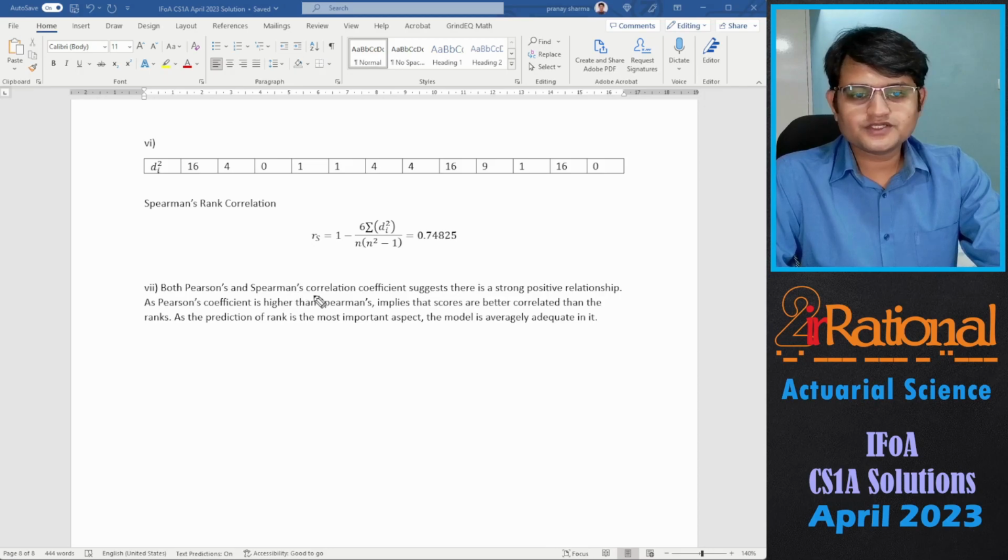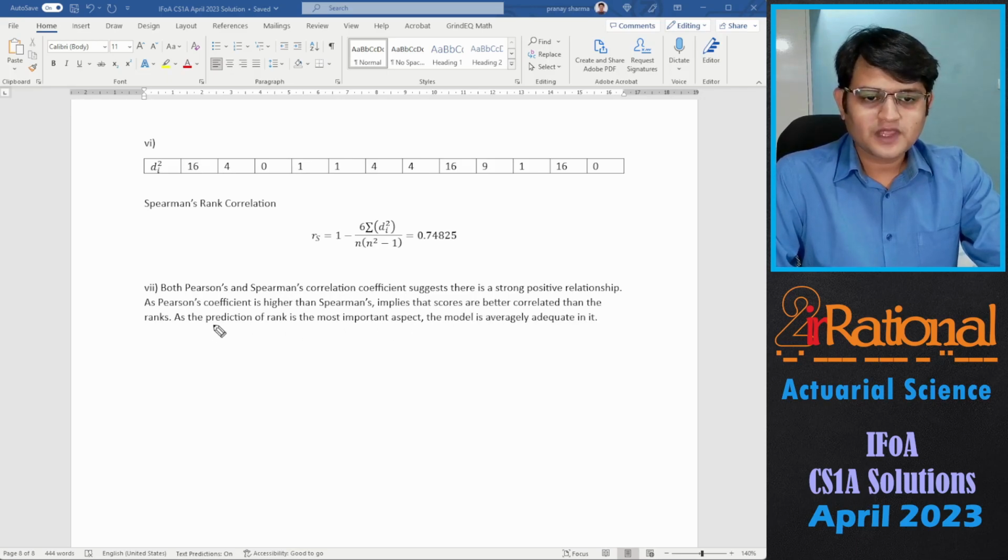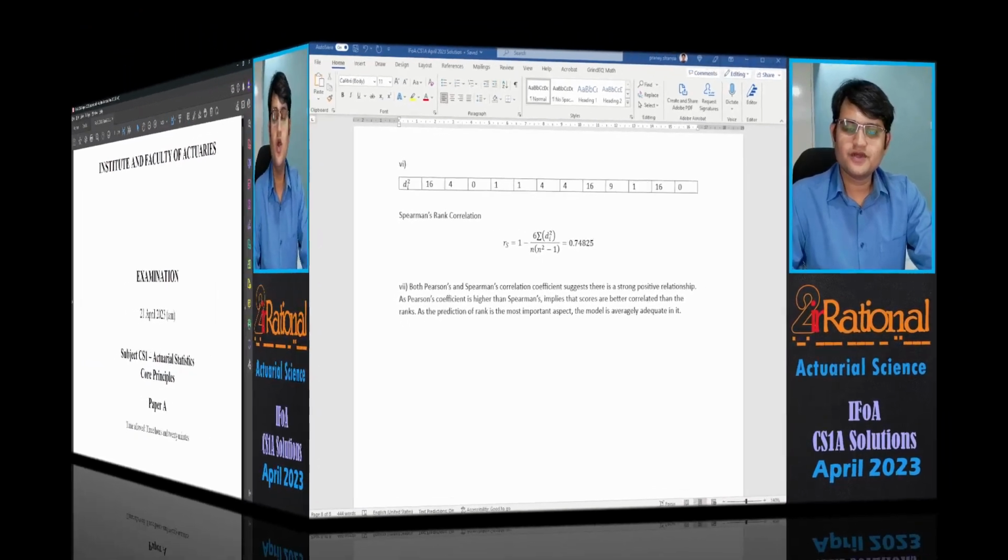So both Pearson's and Spearman's correlation coefficients suggest that there is a strong positive relationship. As Pearson's coefficient is higher than Spearman's, it implies that the scores are better correlated than the ranks. As the prediction of rank is the most important aspect, the model is averagely adequate in it. That completes our paper here.